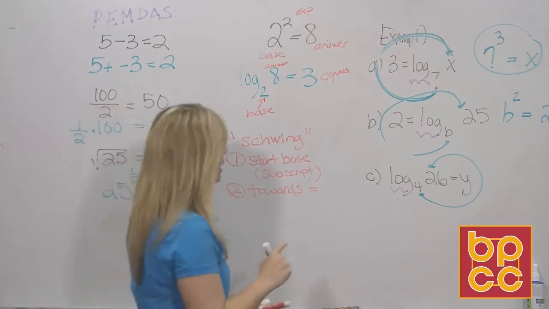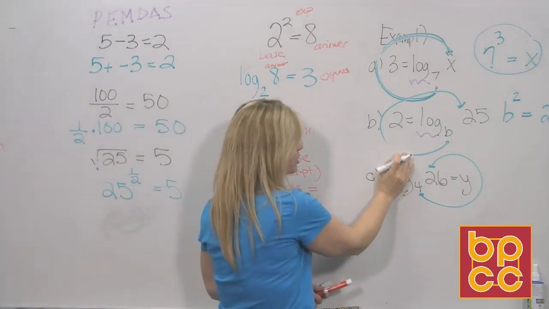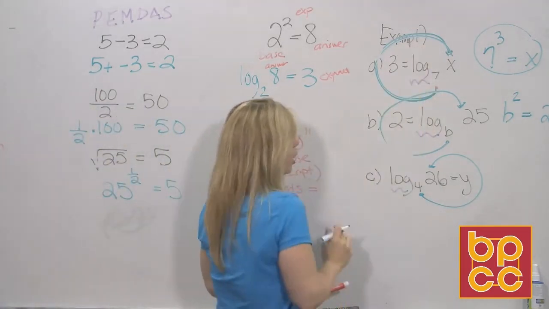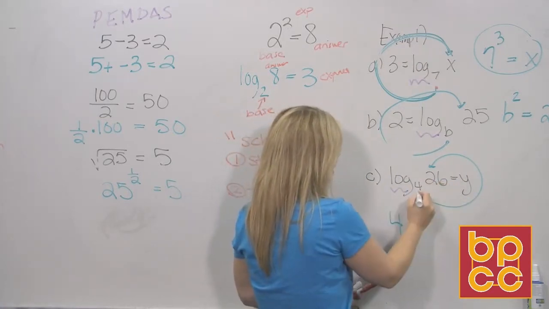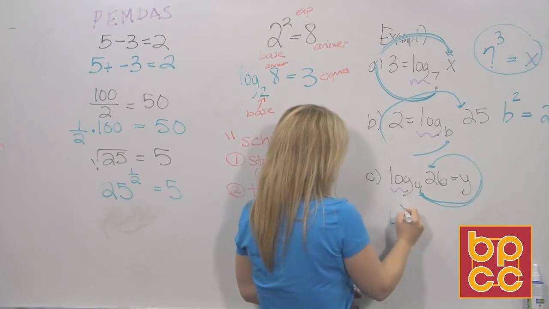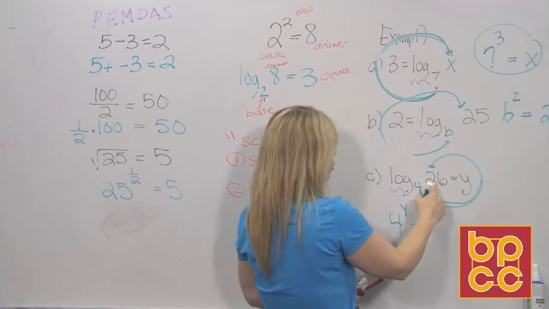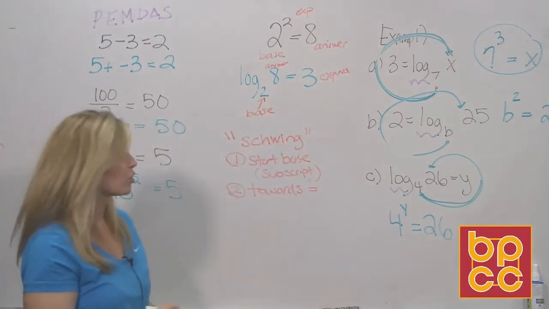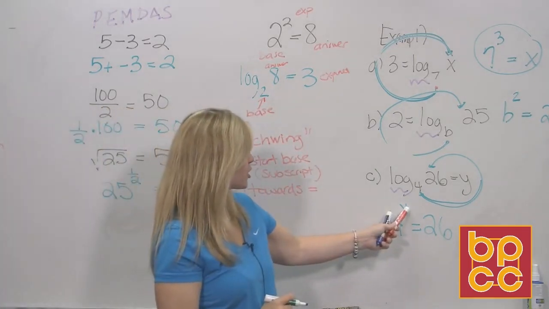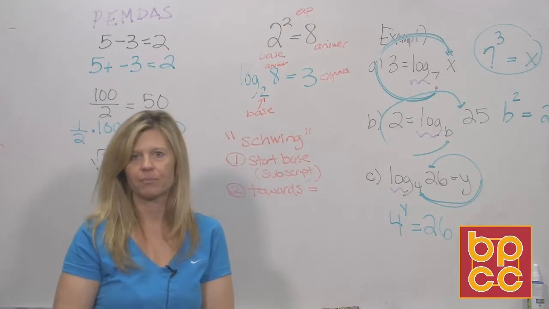I'm never going to point at the word log. Remember, the whole goal here is to get rid of the word. We're getting rid of the word. This is the order I'm going to write my new equation. I'm going to write my base 4, going to follow my loop. Next comes my exponent y, and it's pointing at 26. And that equation I can understand. 4 to some exponent is 26.